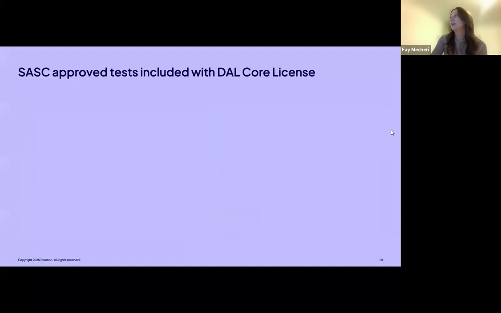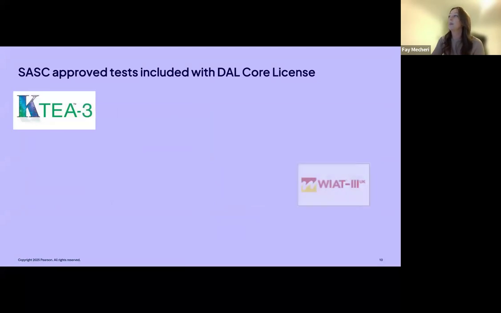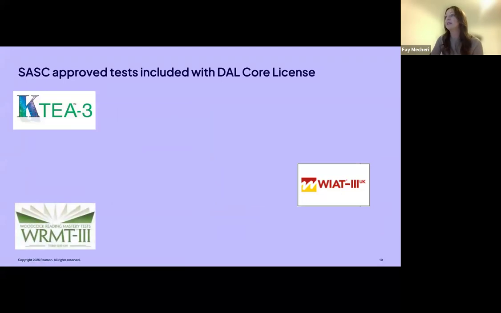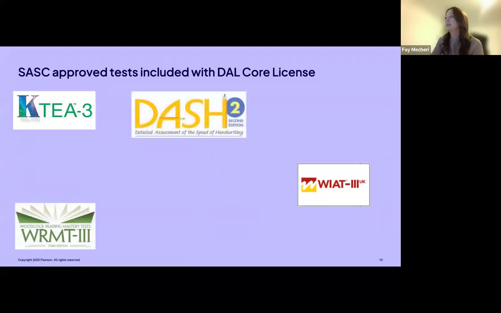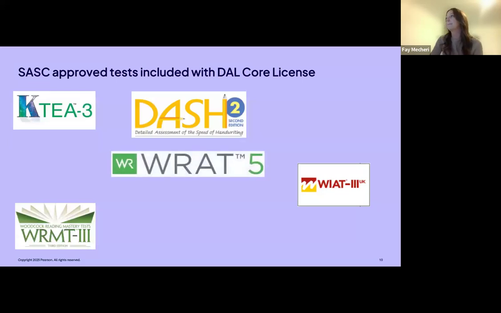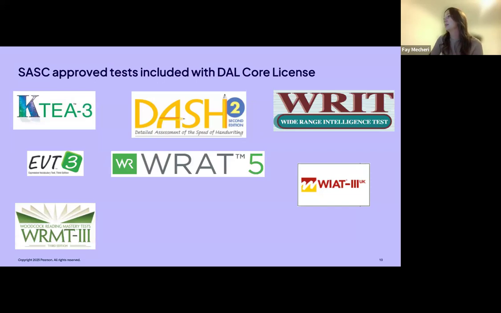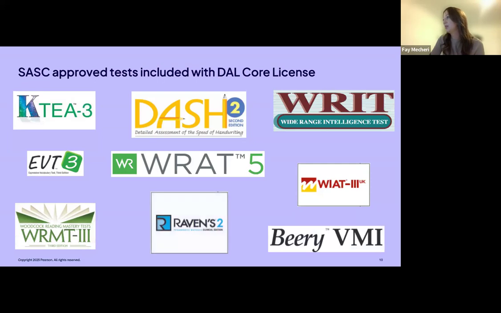Some of the SASC approved tests that are included with the DAL Core licence include the Kaufman Test of Educational Achievement, the Wechsler Individual Achievement Test, the Woodcock Reading Mastery Tests, the Detailed Assessment of the Speed of Handwriting, the Wide Range Achievement Test, the Expressive Vocabulary Test, the Wide Range Intelligence Test, the Beery Visual Motor Integration Test, and the Ravens 2 as well. You may recognise or be using some of these tests already. For all of these, you would get access to digital manuals and stimulus materials.